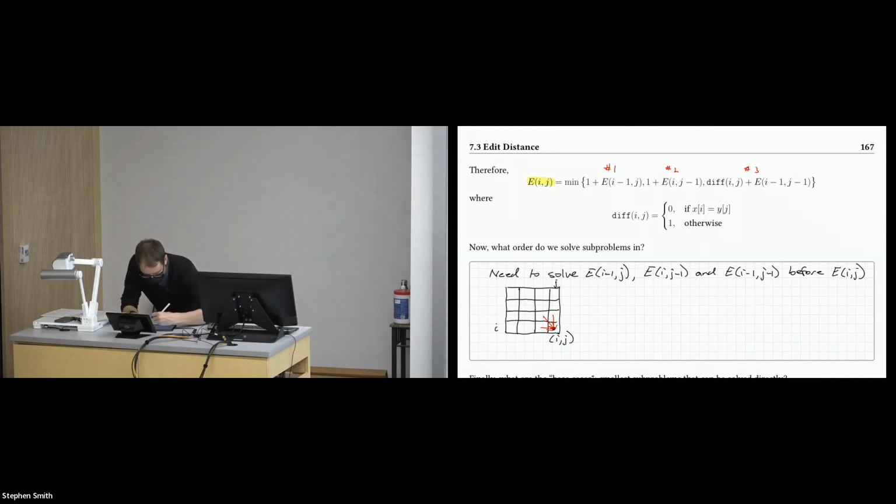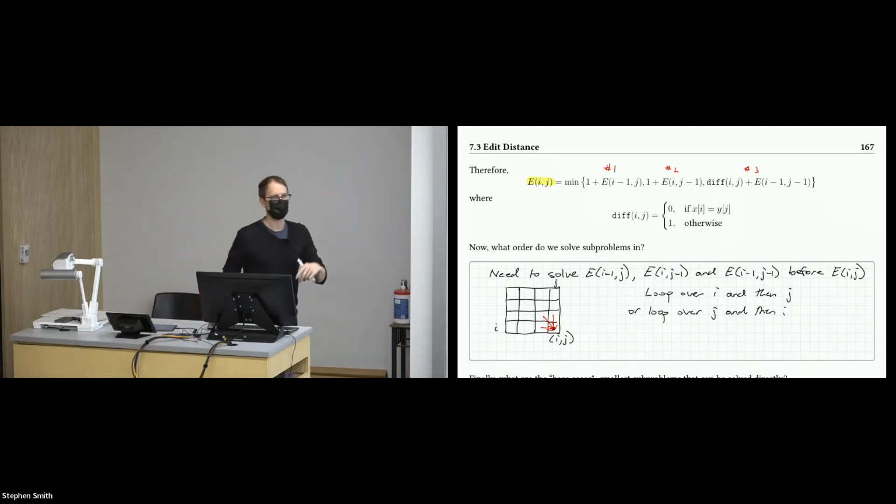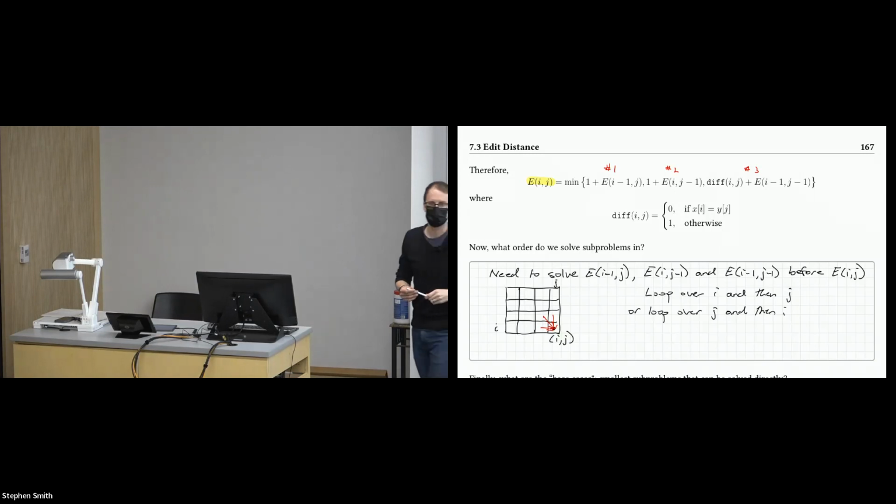So I can do it in two ways. I can either loop over i and then j, or I can loop over j and then i, right? I can either go by rows, fill in the entire first row, then fill in the entire second row, then the third row, and then this row. By the time I get to here, I will have filled out this row and everything up to this entry. And so I will have had these three values by the time I try and fill out that one. Or I could go by columns. It would work as well.